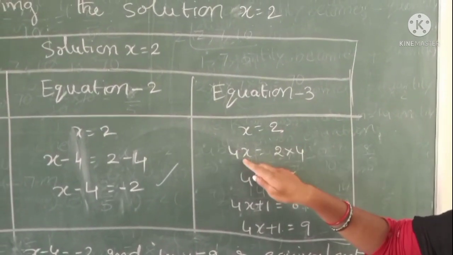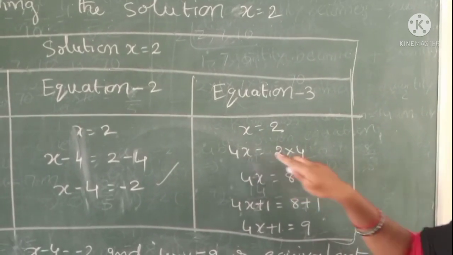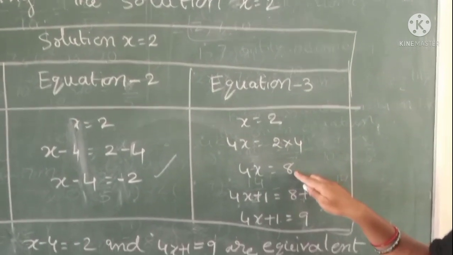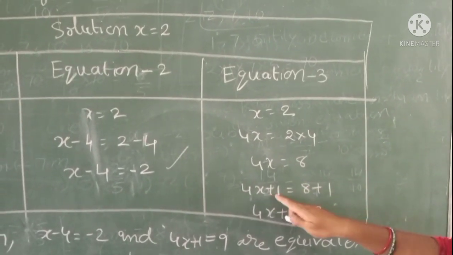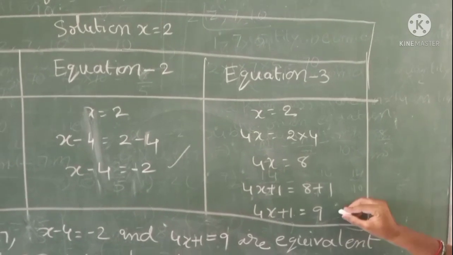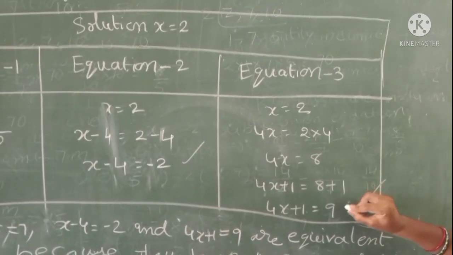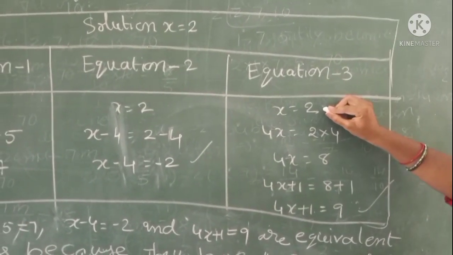Multiply both sides by 4: 4 into x is 4x, 2 into 4 is 8. So 4x is equal to 8. Then add 1 to both sides: 4x plus 1 is equal to 8 plus 1, which is 9. This is the simple equation. This simple equation has the solution x is equal to 2.